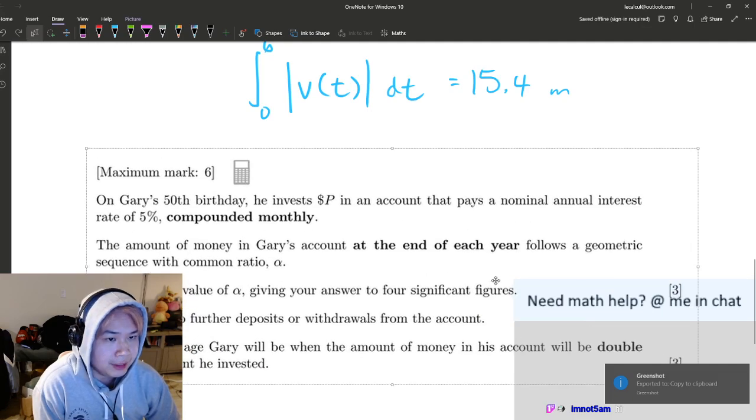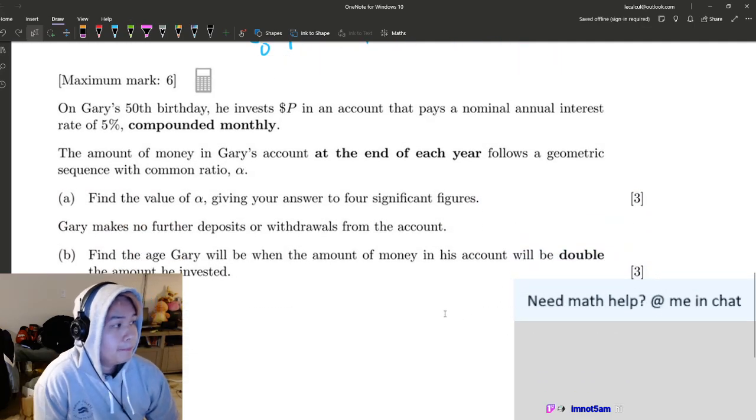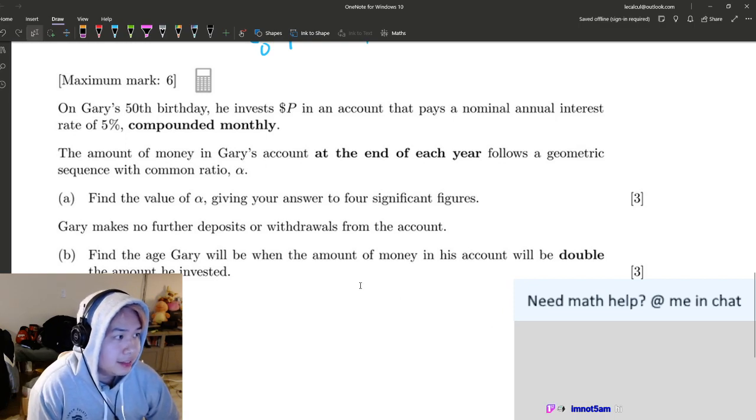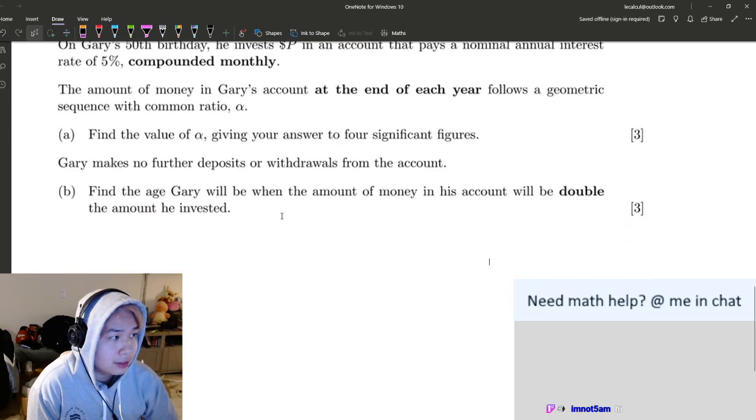All right, compound interest question. So on Gary's 50th birthday, he invests in an account, annual interest of 5%, compounded monthly. And then the money's gonna follow a geometric sequence, and then we need to find out what the common ratio is. I went through this question, so I'm gonna quickly go through it again.